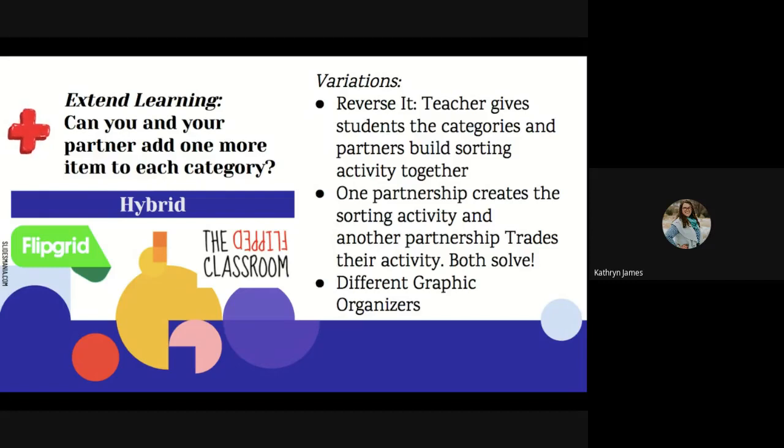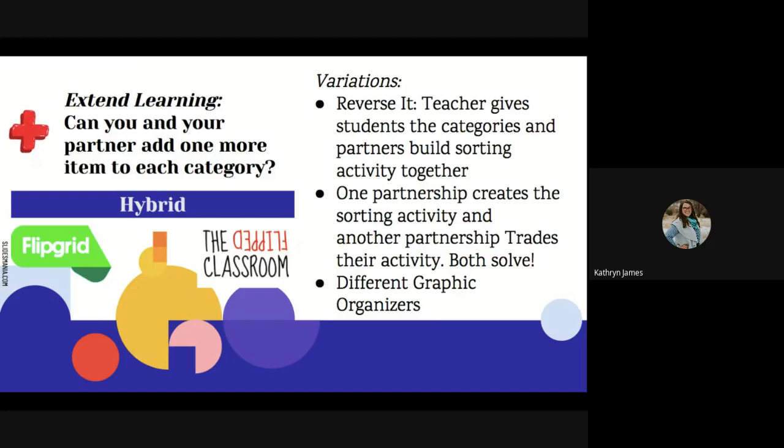Another variation, you could have students reverse it. The teacher is going to give 3 categories. I'm going to give you omnivores, herbivores, and carnivores, and you are going to have to create the cards and sort them for this activity. You could also have a partnership create the sorting activity for another partnership, and they trade their activities and both have to solve.